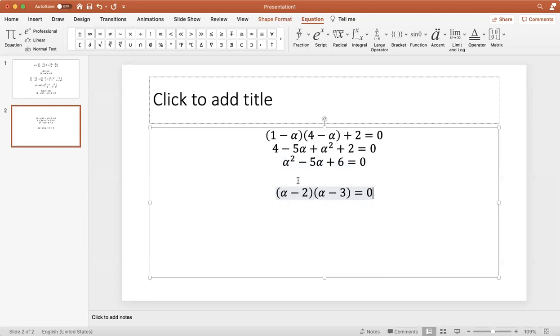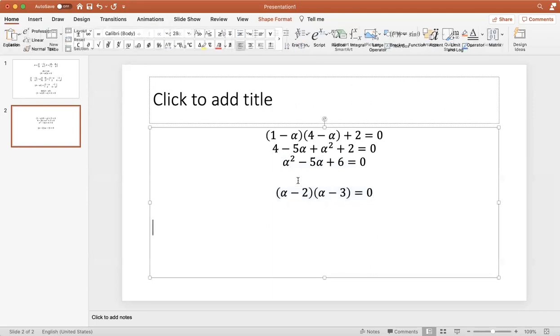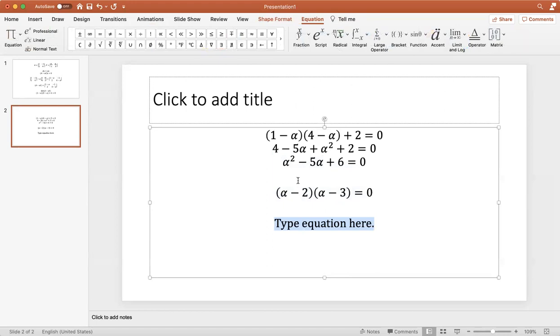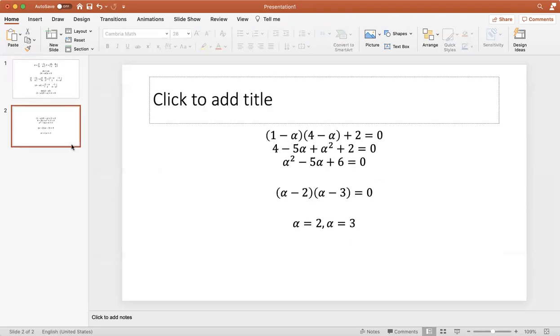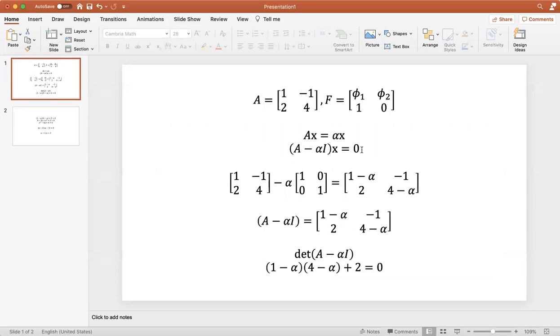So either of them will be equal to 0, and therefore the solution, i.e. the eigenvalues of this matrix, would be alpha equals 2 and alpha equals 3. So you have two eigenvalues, right? Now, how do we solve for the eigenvectors? We do it one by one for each eigenvalue. It's just a matter of substituting those eigenvalues back in this linear equation.